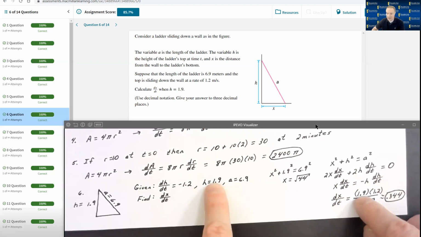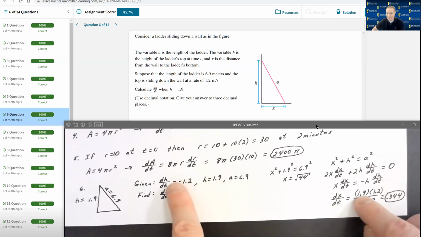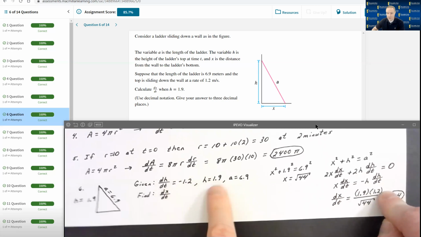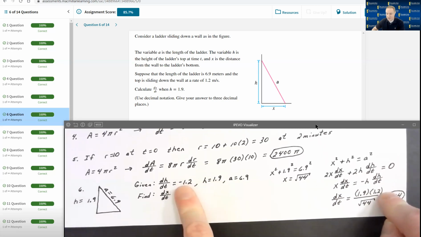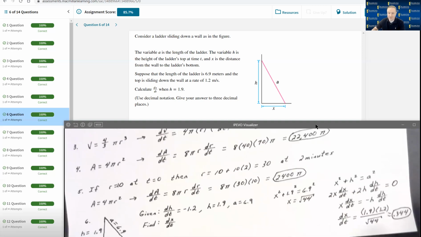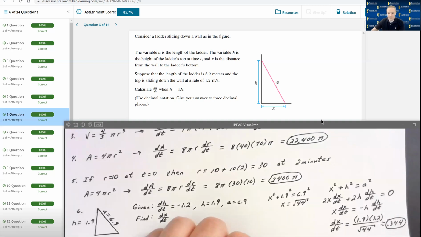So please notice, negative h, well, that's my negative 1.9. Now, why didn't I put a negative there? Because I knew I had a negative times a negative. So I just went ahead and kept it as a positive. So I have 1.9 times dh dt, 1.2. A negative times a negative is a positive, divided by the square root of 44, since x is the square root of 44. And that gave me a 0.344, which now you can see achieves that answer.